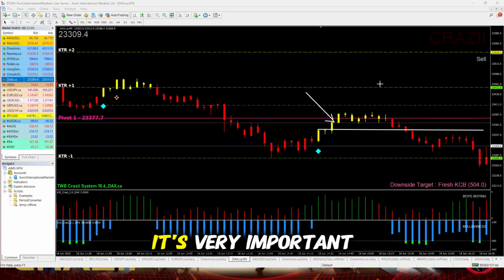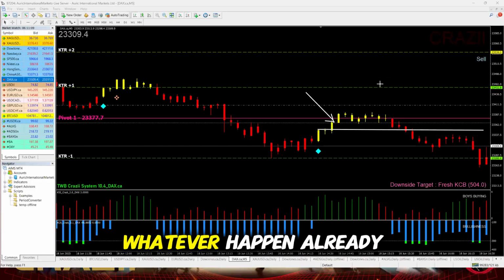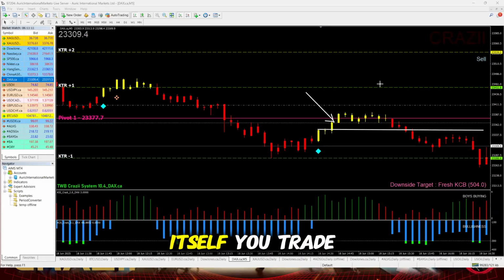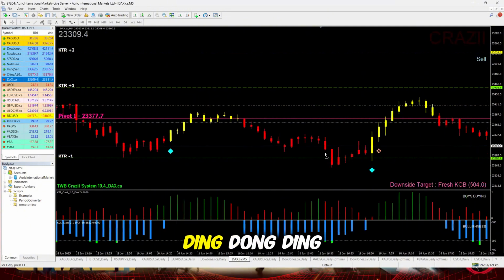So that's why, guys, it's very important to trade the remaining KTR plus 1, plus 2, or subsequently minus 1, minus 2, whatever has happened already, right? The remaining part itself you trade. Usually you get smacked by the boys. Left, right, no point. So that's why waking up earlier or trading it better will be a better choice, and you stick the whole day and then ding dong, ding dong.